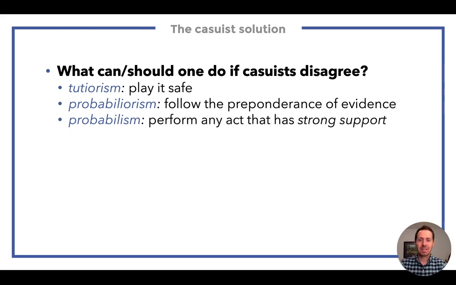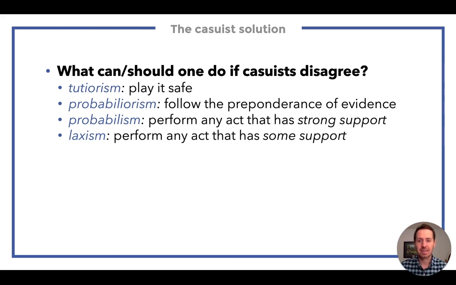Now, probabilism is the view that we don't need to do what has the most support, or we don't need to go with the action that has the preponderance of evidence. Sometimes it's permissible to do something that doesn't have the strongest arguments in its favor. It does need to have some wise casuists supporting it in order for us to recommend it or for that action to be justified. But it can be justified. It can be okay to do, even if it doesn't have the preponderance of evidence on its side.